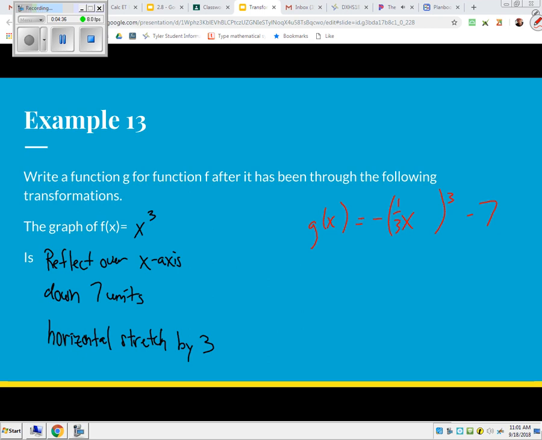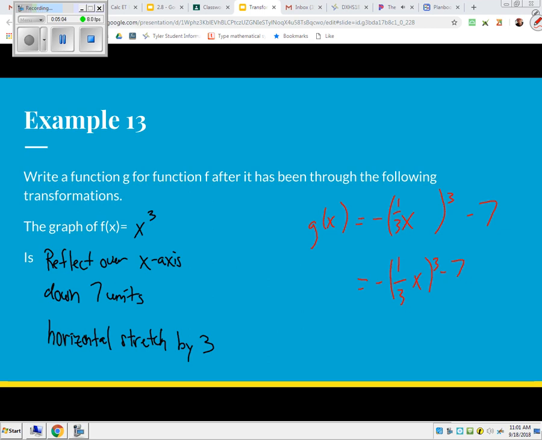Remember, everything inside is backwards. So you would think a horizontal stretch by 3, I would pull it apart and make it 3 times fatter, right? So you would think put just a 3 in there because it's 3 times as wide, but actually it's going to be the reciprocal of 3. I'm going to turn it around. I'm going to rewrite this so it just looks a little better. That would be my answer on this.